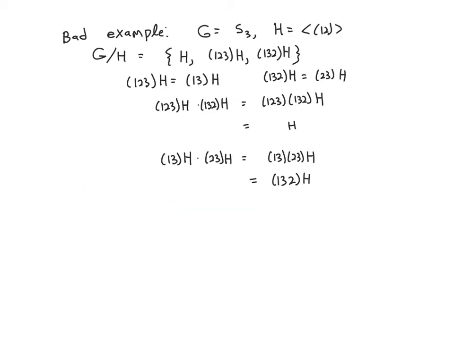To illustrate my point, let's take the following example. G is the symmetric group on 3 letters. H is the subgroup generated by the 2-cycle (1 2). So it only has 2 elements.